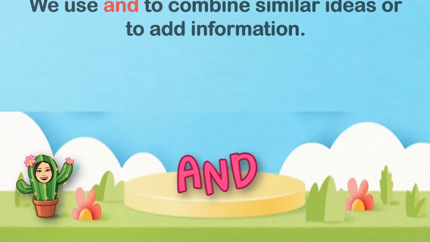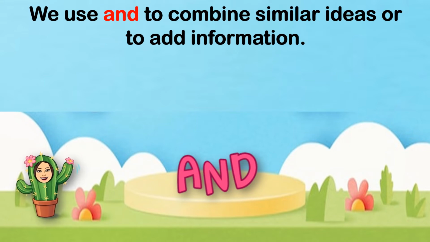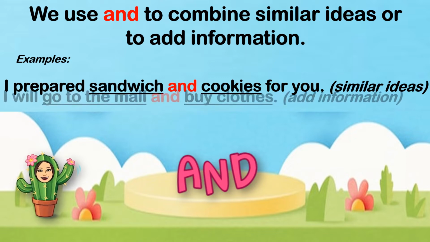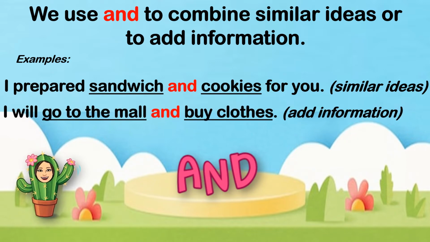And. We use and to combine similar ideas or to add information. Examples. I prepared sandwich and cookies for you. In this example, it combines similar ideas, sandwich and cookies. I will go to the mall and buy clothes. In this example, it adds information. Go to the mall and buy clothes.